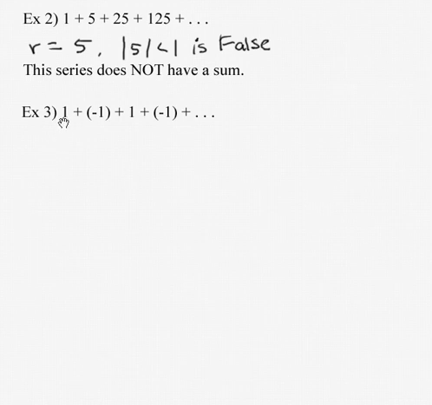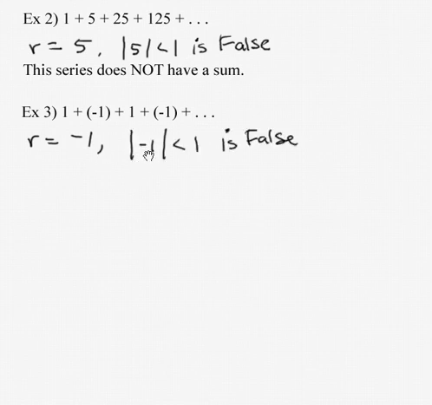How about the next one? 1 plus negative 1 plus positive 1 plus negative 1 plus etc., etc., etc. Well, the common ratio here is negative 1. And the absolute value of negative 1 is 1, which is not less than 1. That's false. So this series does not have a sum.